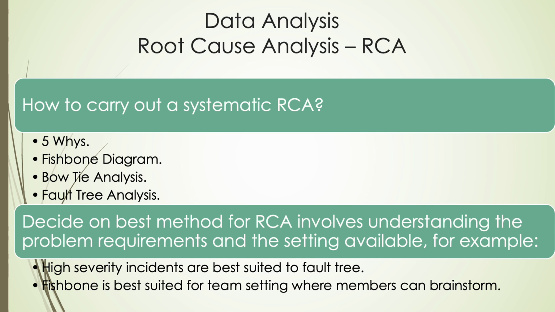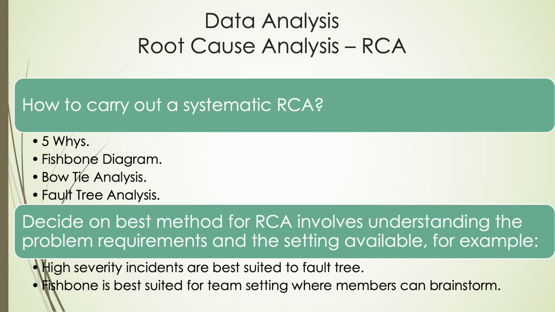Carrying out a systematic root cause analysis involves choosing the right method for the situation at hand. Common techniques include the 5 whys, fishbone diagram, bowtie analysis, and fault tree analysis. Each offers a structured approach to uncover the underlying reasons behind an issue, helping teams move from symptoms to solutions. The key is selecting the method that best fits the context.